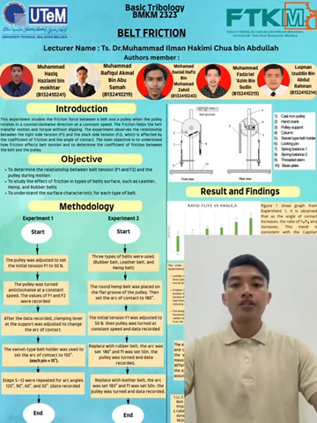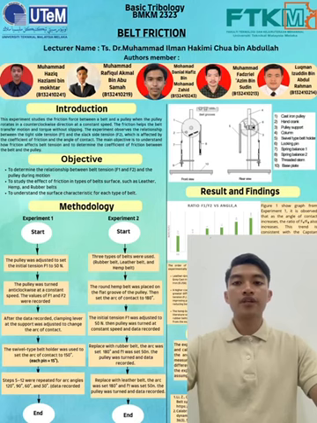For the conclusion in methodology, experiment 1 examined the influence of the angle of contact on belt friction, while experiment 2 compared the frictional performance of different belt materials. The recorded values of F1 and F2 were then used for further analysis to determine the relationship between contact angle, belt material and the frictional behavior.